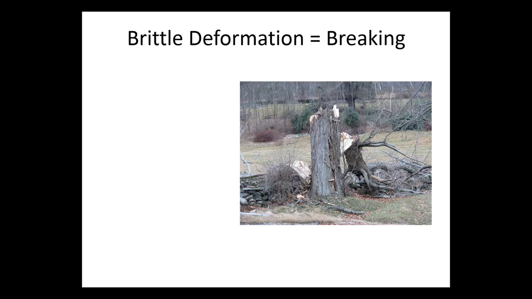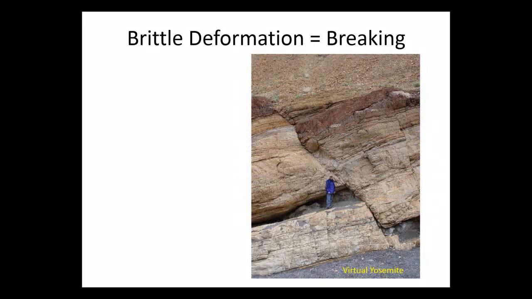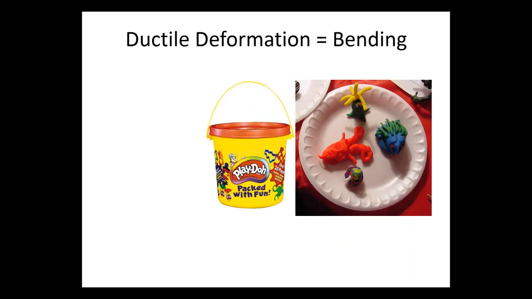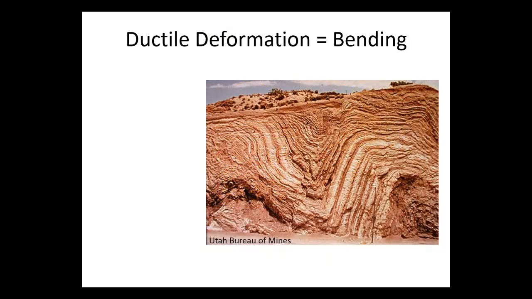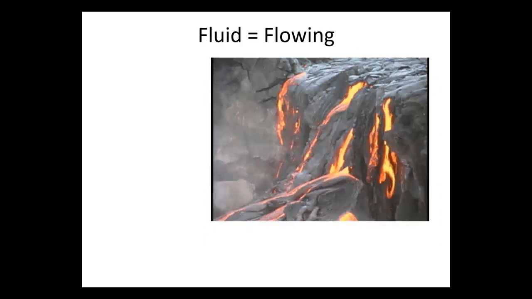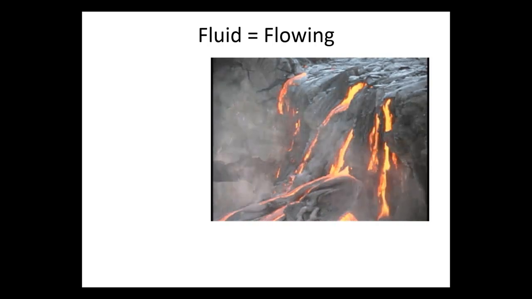Here's the point. Rocks, just like trees, can display brittle behavior. Rocks can break and do so along faults, producing earthquakes. And, just like Play-Doh, which is a classic example of ductile behavior, rocks can be bent too. Most of us don't think of rocks as being ductile, but as this photo attests, rocks can and do bend. Finally, rocks can flow too, as seen in this movie of Hawaiian lava.